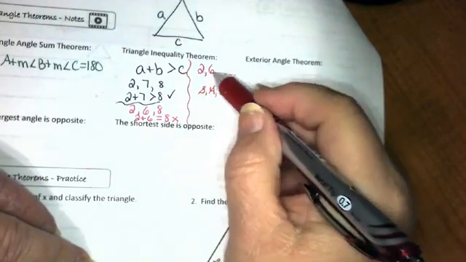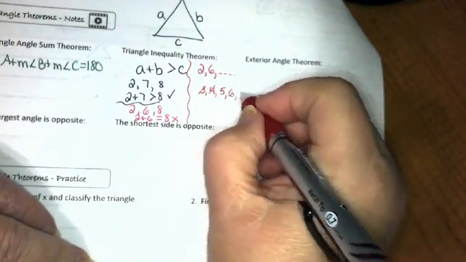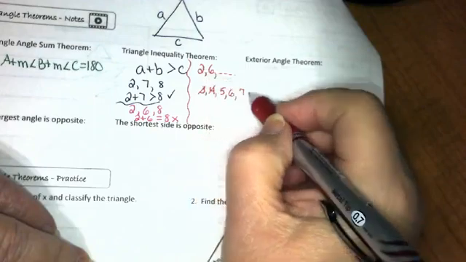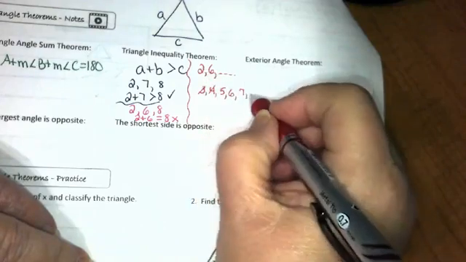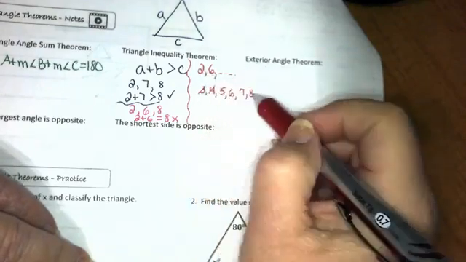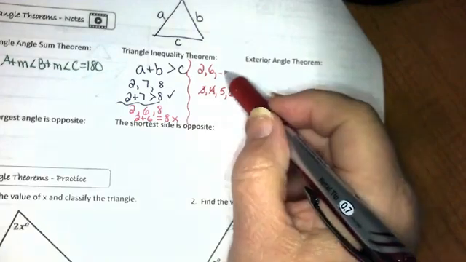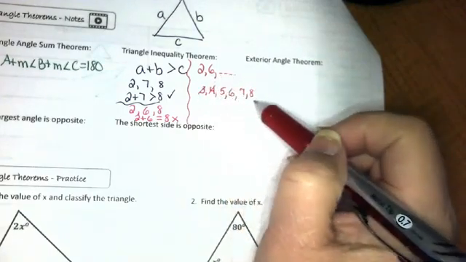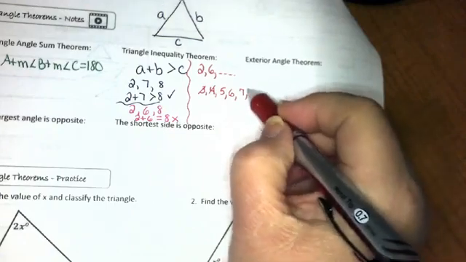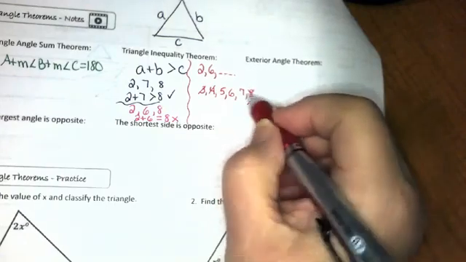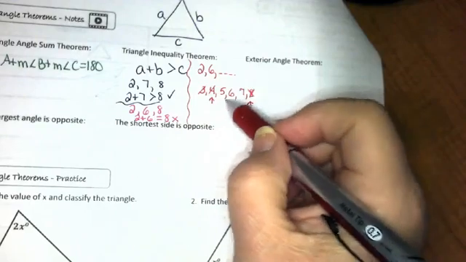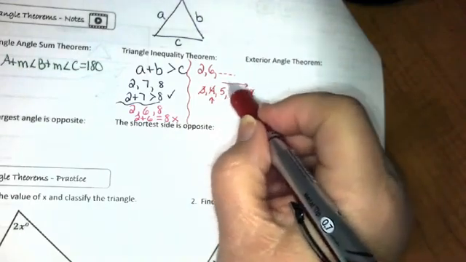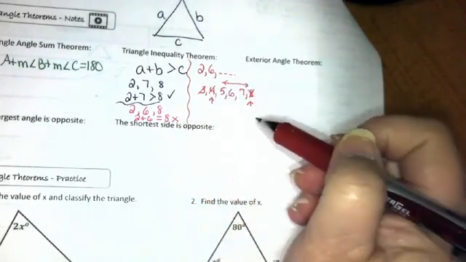How about another 6? 2 plus 6 is 8. That works. How about 7? 2 plus 7 is 9. How about 8? Well, 2 plus 8 is 10, and that's bigger than 6. But 2 plus 6 is equal to 8. So it can't be 8. So those are my boundaries here. It's these numbers that are bigger than 4, but less than 8.